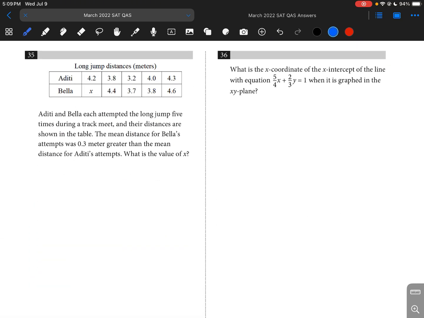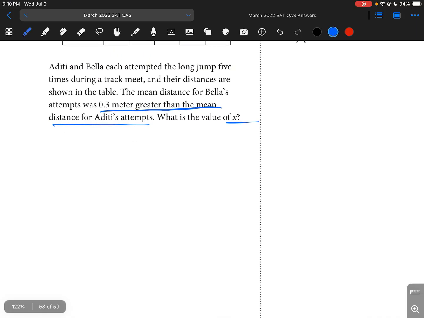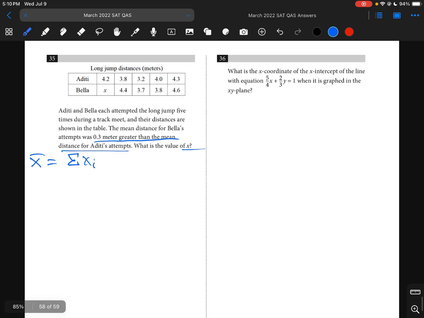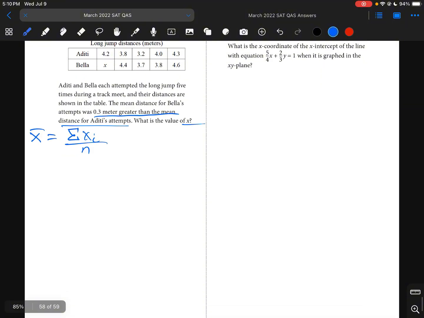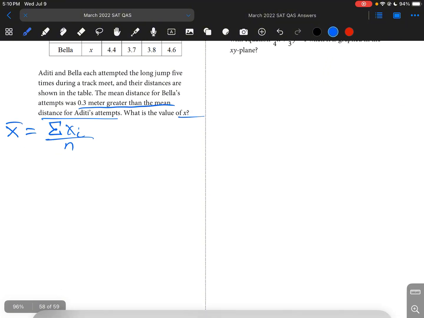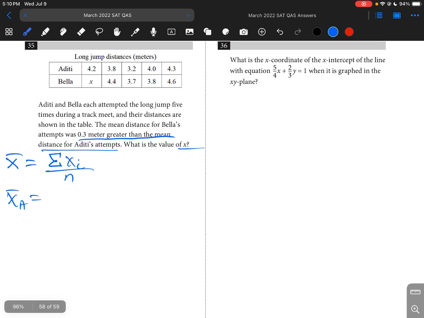DT and Bella each attempted the long jump 5 times during the track meet. Their distances are shown in the table above. The mean distance for Bella's attempts was 0.3 greater than the mean for DT's attempts. What is x? Okay, so first thing we need to know is what is the average. So the average is equal to the sum of every single attempt that you have divided by your total. That is the average. So we could find DT's average just by taking the sum of everything that she has.